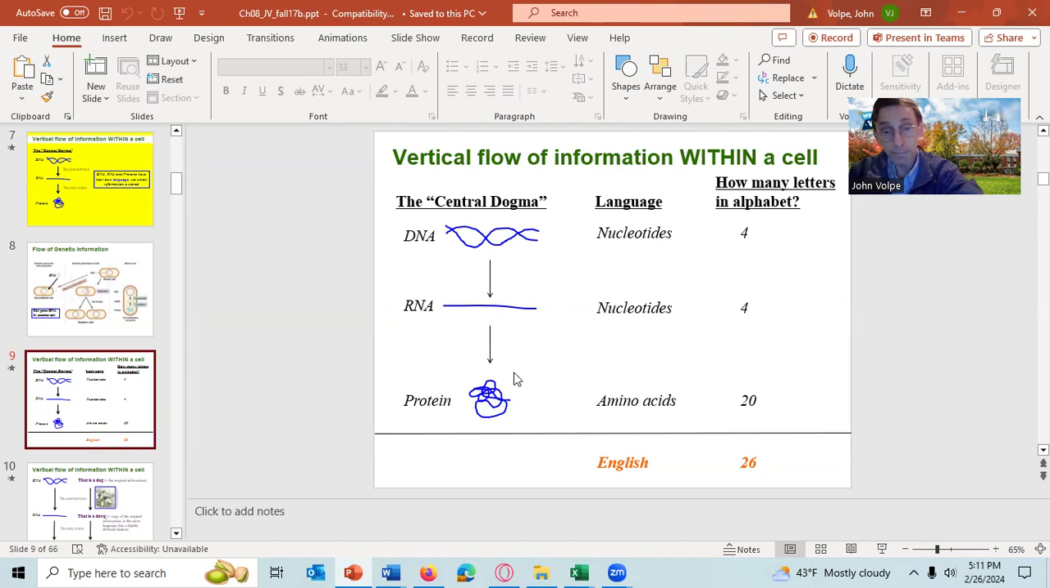In protein, the information is encoded in the amino acids, and there are 20 different amino acids, or letters, in the alphabet of protein. For comparison, English has 26 letters in its alphabet. Any questions about any of this?